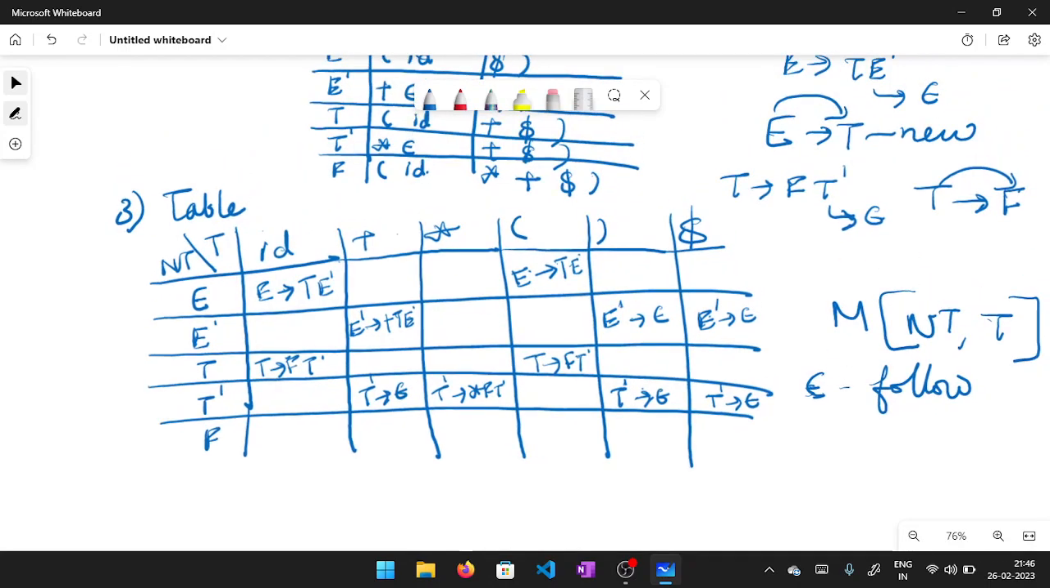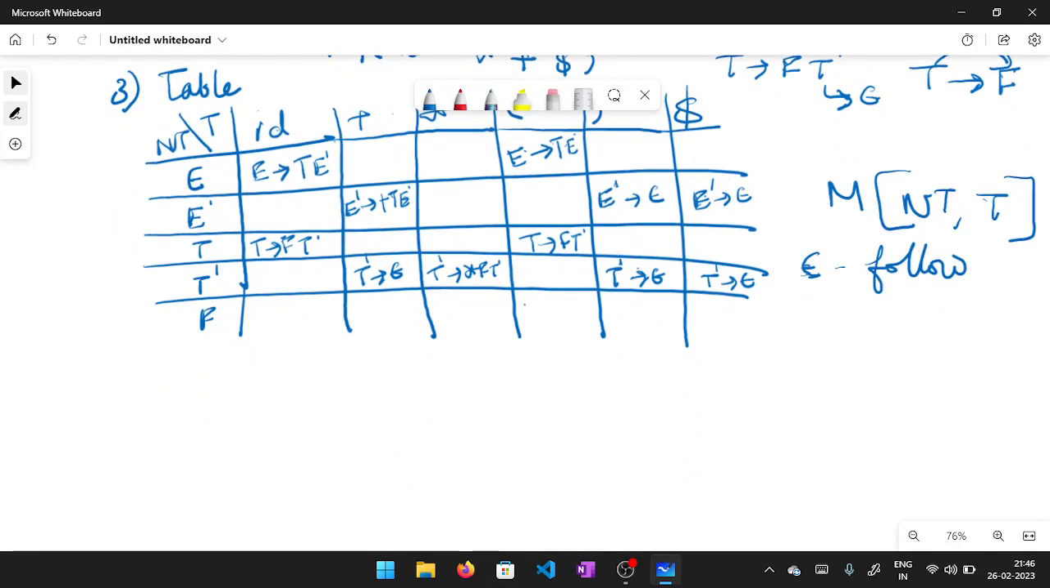Last but not the least, F is having open bracket and ID. Why did you get open bracket in F? Because of F tends to open bracket E close bracket. And here I got ID because of F tends to ID.